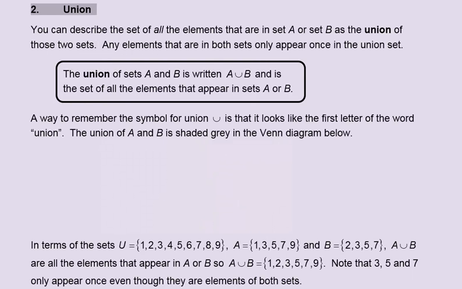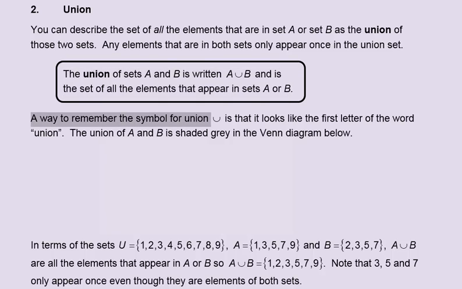2. Union. You can describe the set of all the elements that are in set A or set B as the union of those two sets. Any elements that are in both sets only appear once in the union set. The union of sets A and B is written A union B and is the set of all elements that appear in sets A or B.